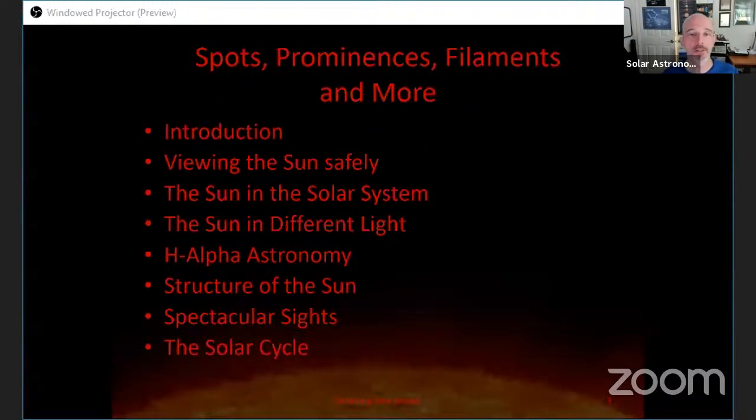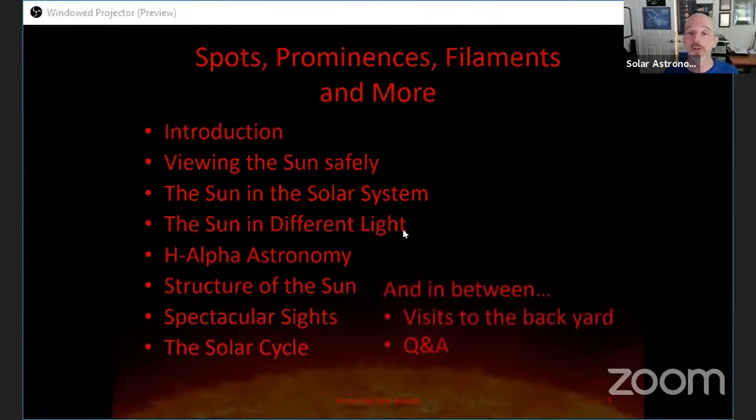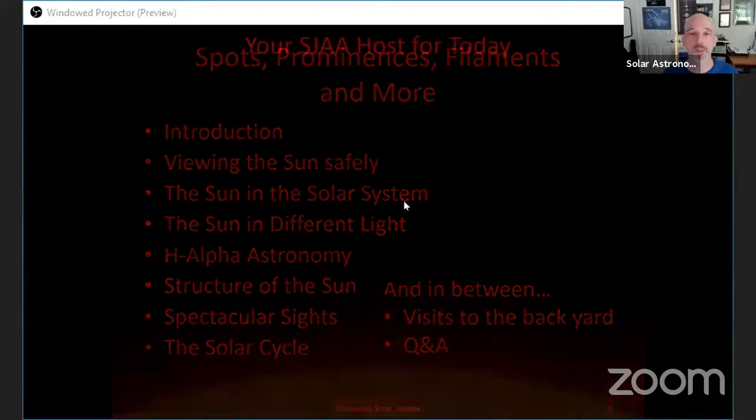The overall format for today, or at least for this first section, is that we'll go through an introduction. We'll talk about viewing the sun safely. We'll look at the sun's place in our solar system and how we can look at the sun in different types of light. We'll specifically talk about something we call H-alpha astronomy. We'll talk about the internal structure of the sun a little bit. We'll look at some pretty cool sights, different ways the sun presents itself. And we'll talk about the solar cycle. Throughout all of this, we'll make some visits to my backyard where we'll see some live views of the sun. And we'll also have some Q&A sessions built into this so we can interact there.